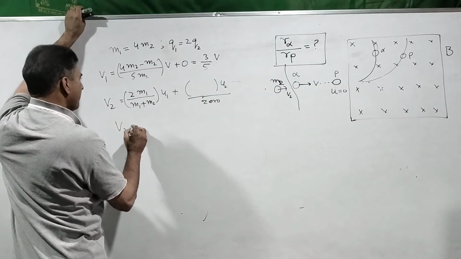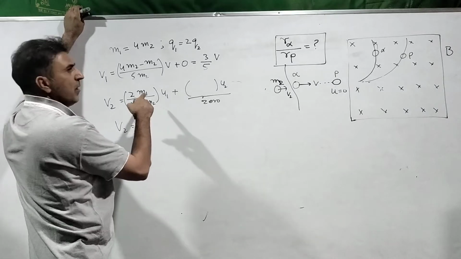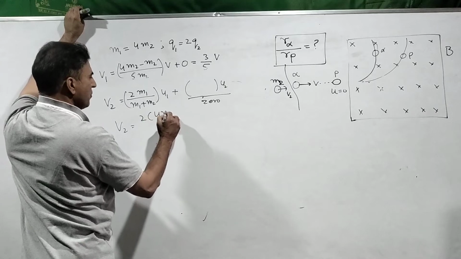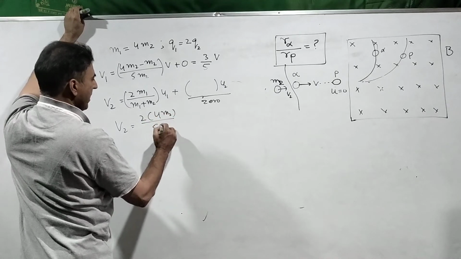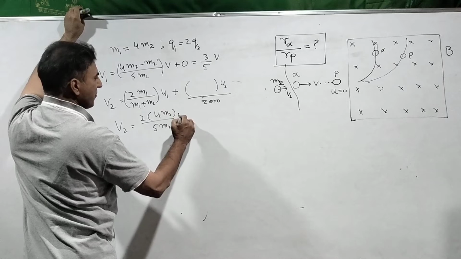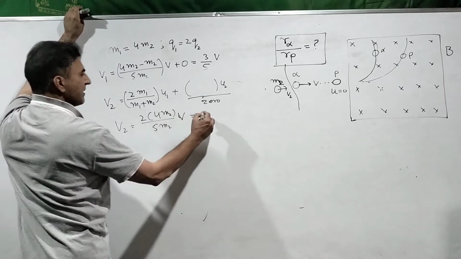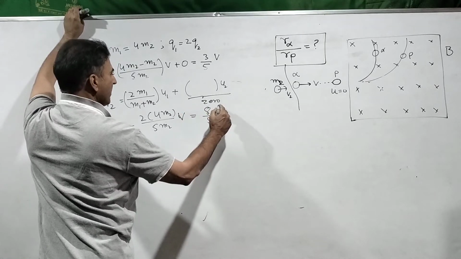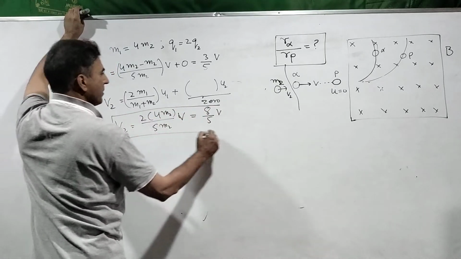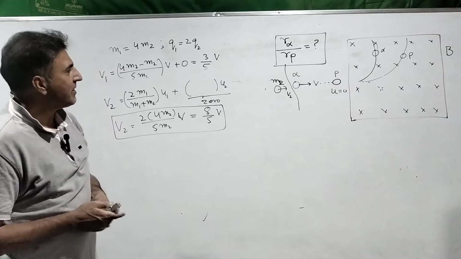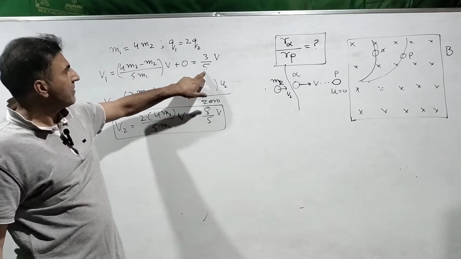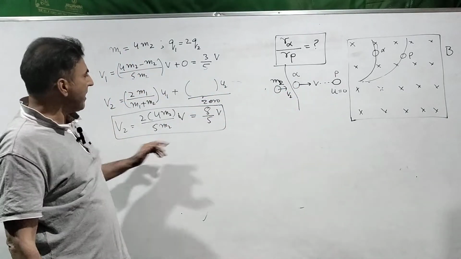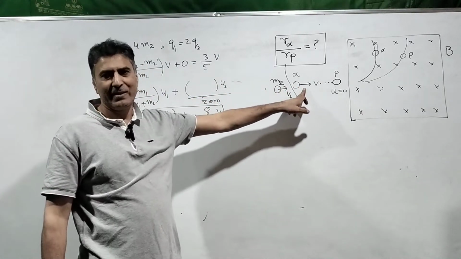So what is V2? M1 is 4M2, so it becomes 2 into 4M2 by 5M2 times U1, that is V, and M2 gets cancelled, so it is 8 by 5 V. So I got the velocity of the proton after the collision. What is important is that the alpha particle enters with 3 by 5th of this velocity, and the proton enters with 8 by 5 of this velocity.